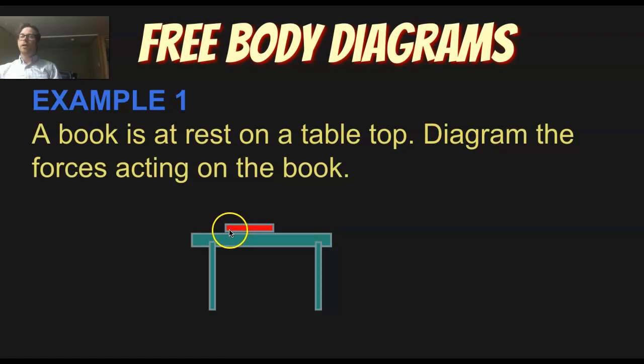I'm going to start off with step 1, identify the object. It's the book. Step 2, draw a box for that object. So there's the box representing the book. What is acting on it? Well, it's on planet Earth, so pretty much always that means there is some force of gravity acting on it. That's an arrow pointing downwards. I'm going to label it with F grav.